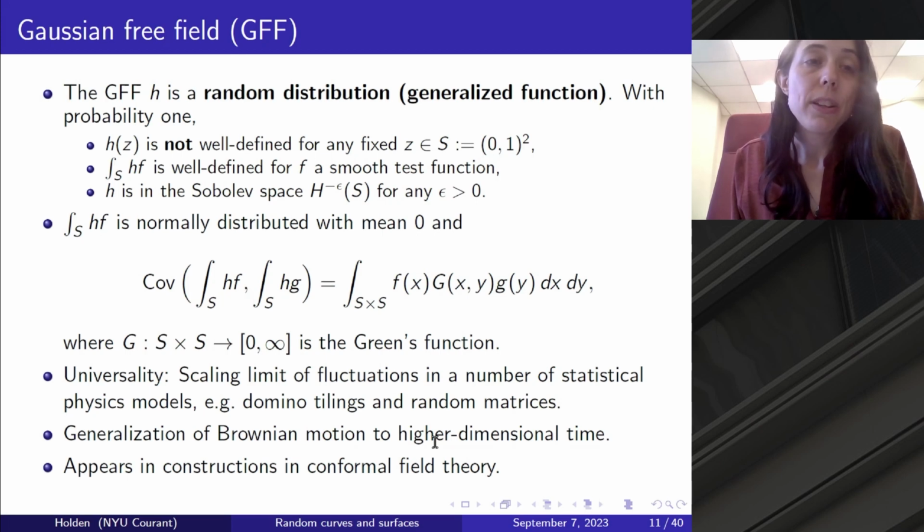Finally, a last reason that the Gaussian free field is an interesting object is because it appears in various constructions in conformal field theory.